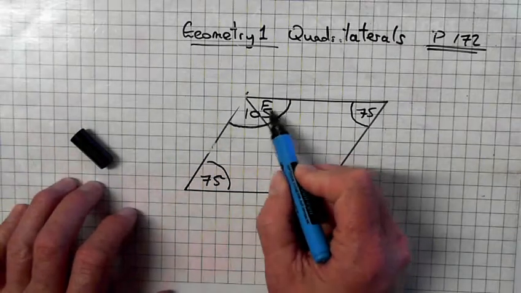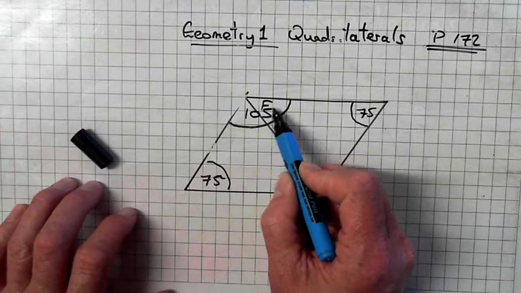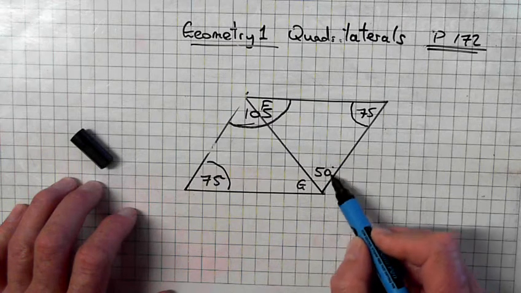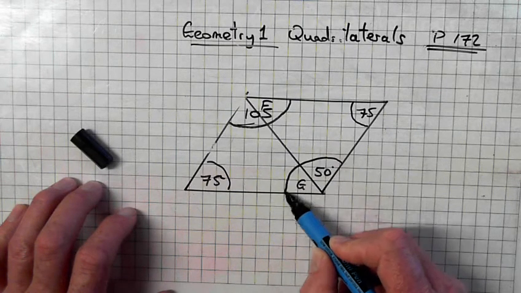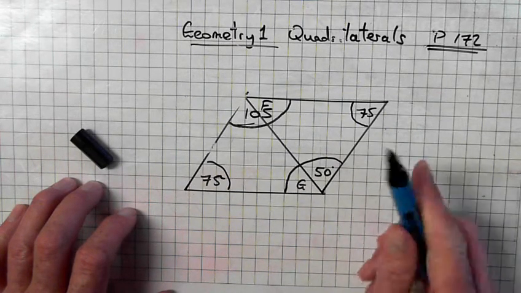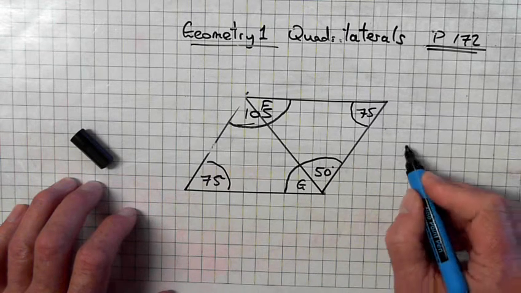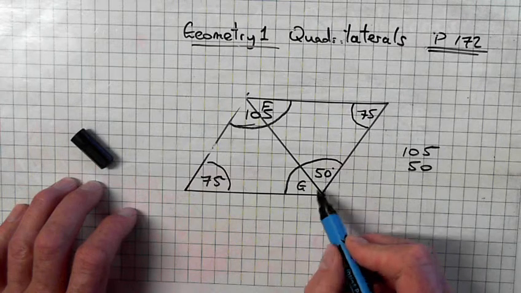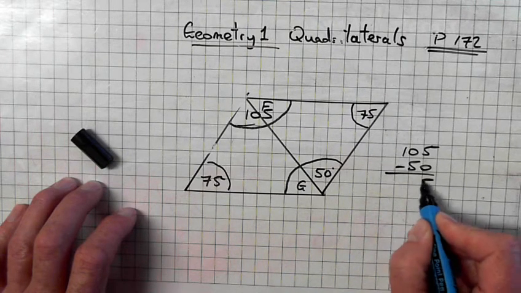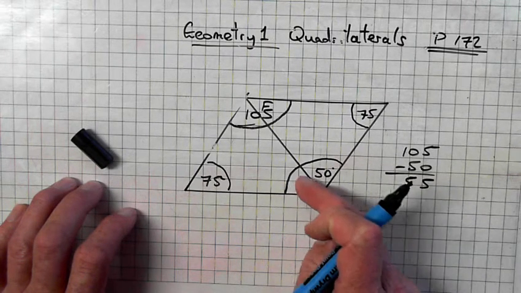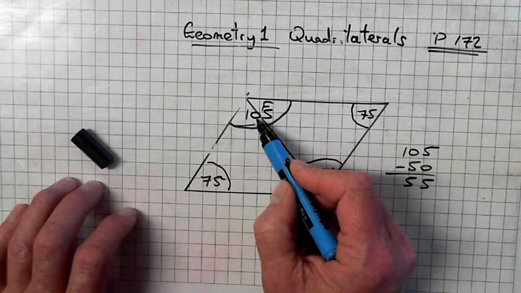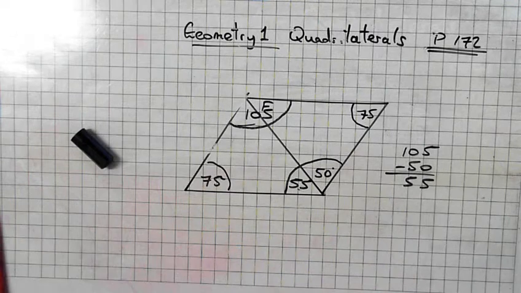Now if you look up here, both of these angles are equal to 105. But look over here. All of this should be equal to 105 as well, shouldn't it? So how do I find G? 105 minus 50. 55. So G is equal to 55. Do a check. 55 plus 50 is equal to 105. See the way I did that?